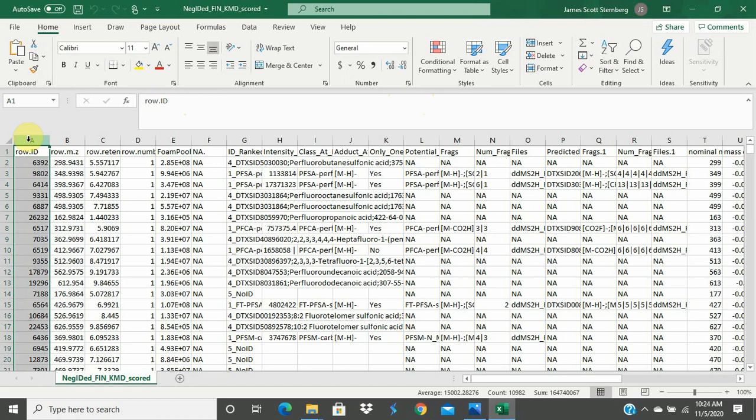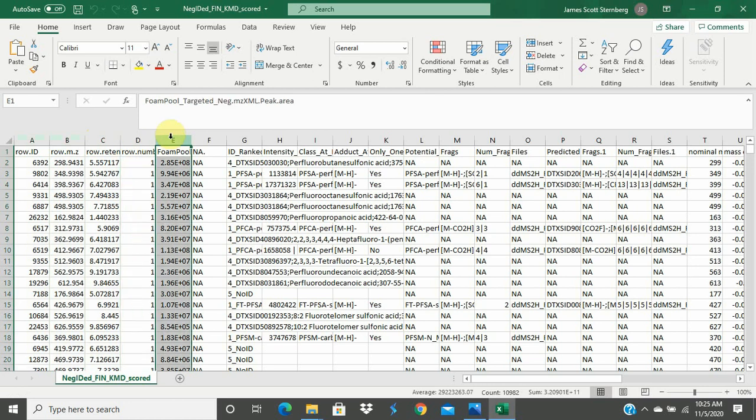In column A, labeled row ID, you'll find a value that is related to the MZMine peak table. If you want, you can go back to the MZMine file and see how these peaks were integrated. Columns B and C, labeled row MZ and row retention time, give the specific mass to charge and retention times for each feature. In column D, labeled row number, you'll find the number of peaks detected before gap filling occurred.